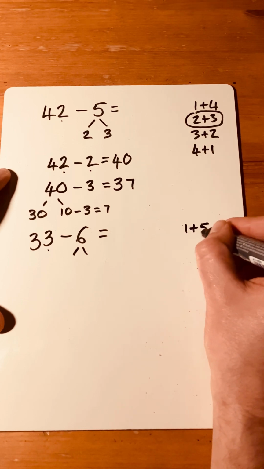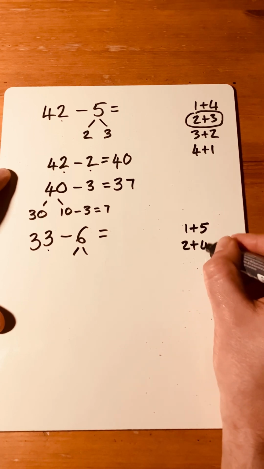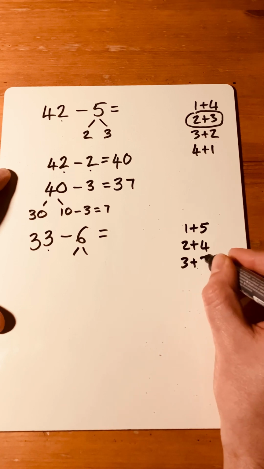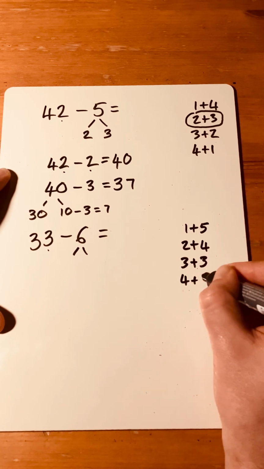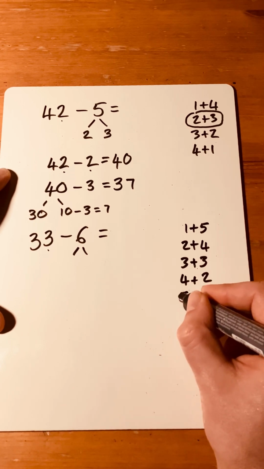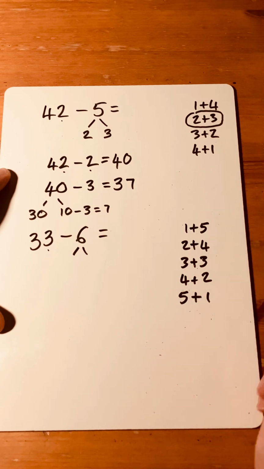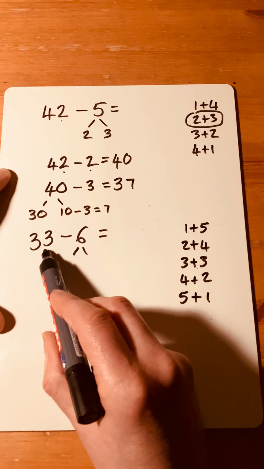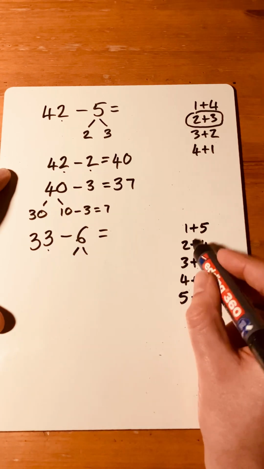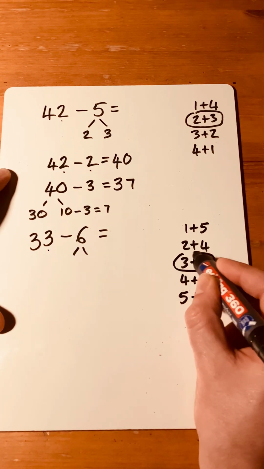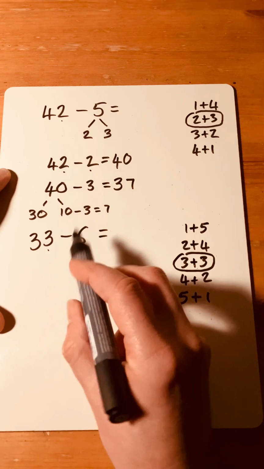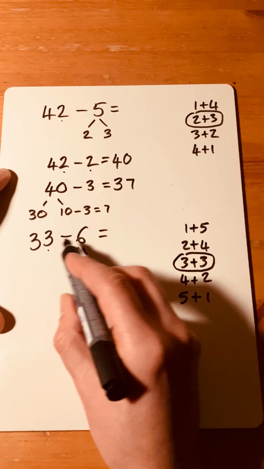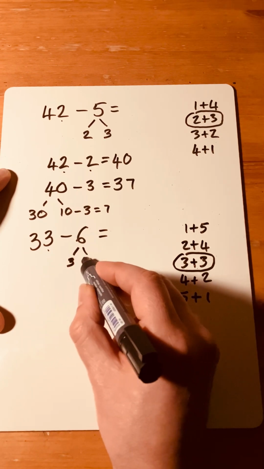1 and 5, 2 and 4, 3 and 3, 4 and 2, 5 and 1. But the one I want is the pair that's going to help me get to the next 10. So 3 and 3. 33. So if I take away that 3, I'm going to get to 30.